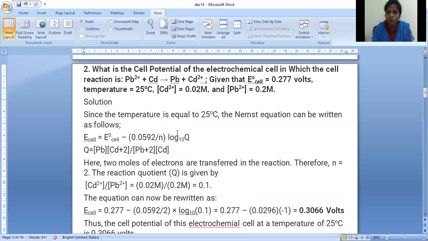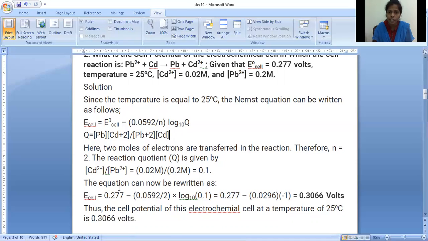And E naught cell value given in the numerical is 0.277. So we can find E cell. E cell is equal to E naught cell 0.277 minus 0.059 by number of electrons 2 into log Q, which is 0.1. So by substituting all the values and after simplifying, we will get 0.277 minus 0.0296 into minus 1, that is equal to 0.3066 volts. So this is the cell potential value by applying the Nernst equation.